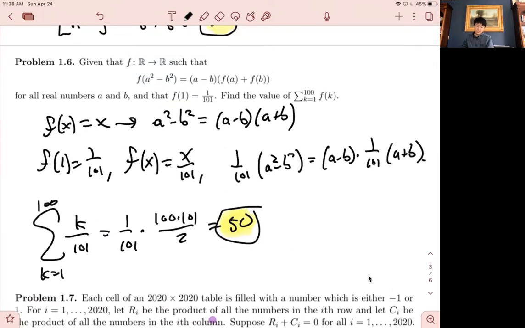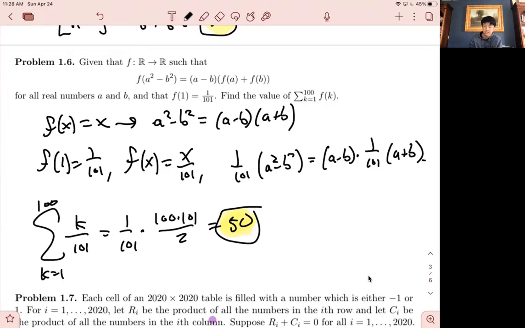Problem 6. Given that f from the reals to the reals is such that f of a squared minus b squared is equal to a minus b times f of a plus f of b for all real numbers a and b, and that f of 1 equals 1 over 101, find the value of the sum from k equals 1 to 100 of f of k.